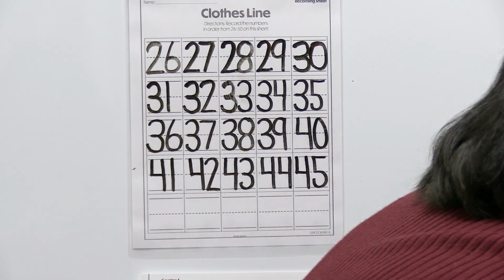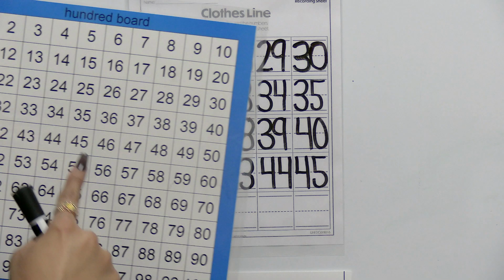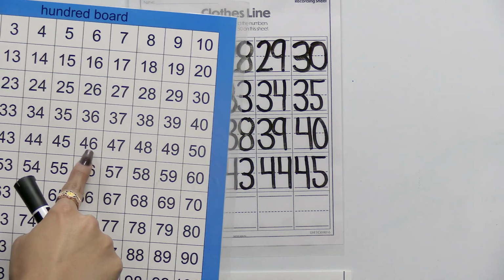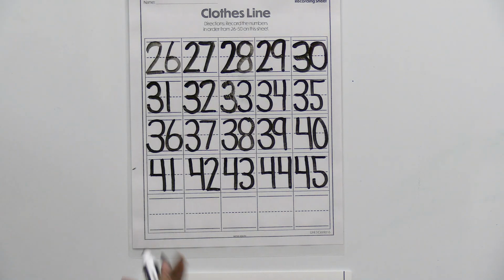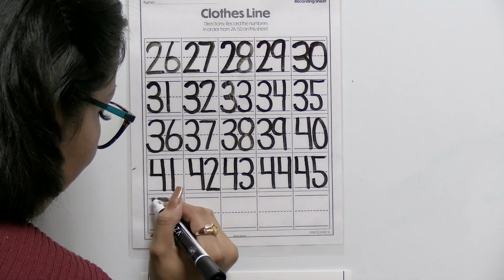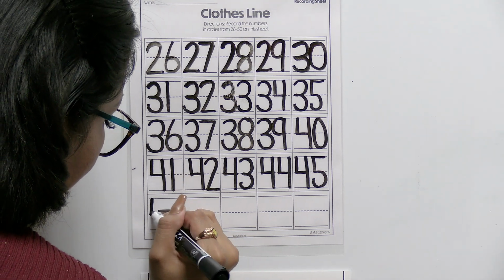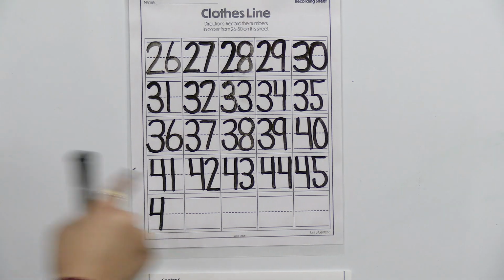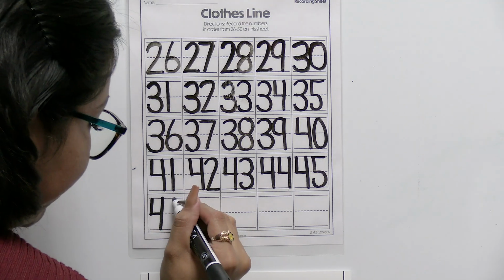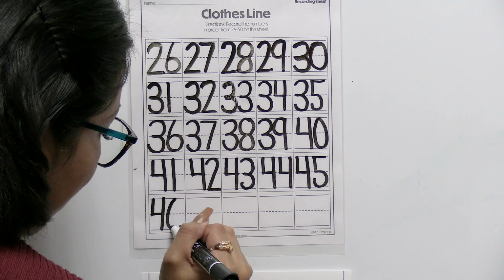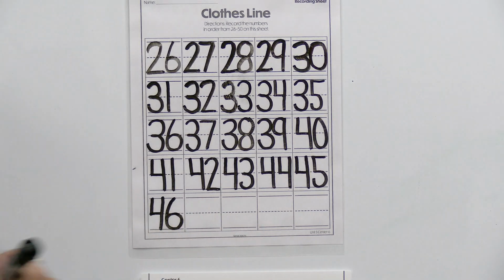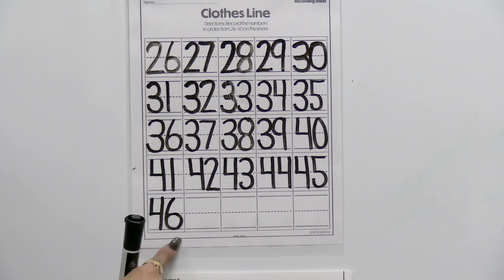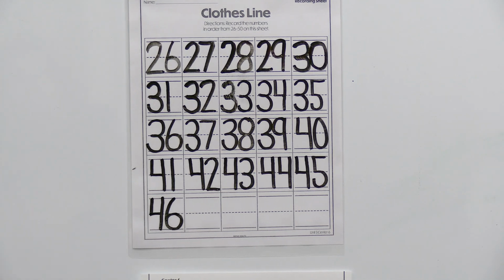Okay, so what comes after 45? If we look at our hundreds chart, we have 45, we have 46. So let's write the number 46, starting with the number 4. Write your number 4, and then let's write the number 6 next to it. So we're going to start at the top, go down, and then loop to the dotted line to make a little circle. 46.